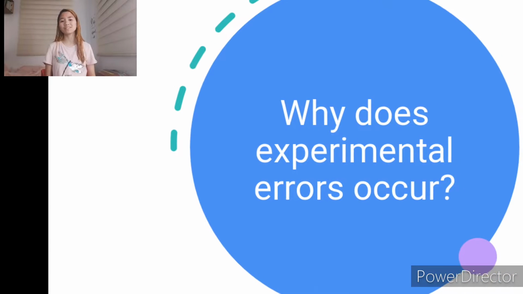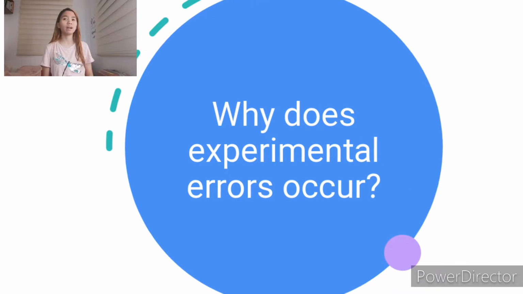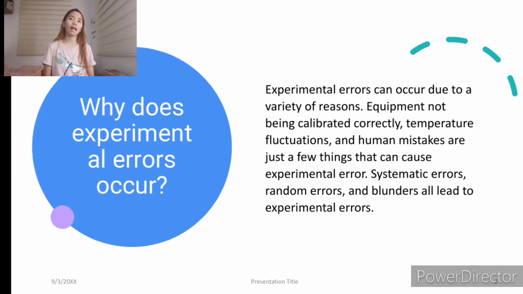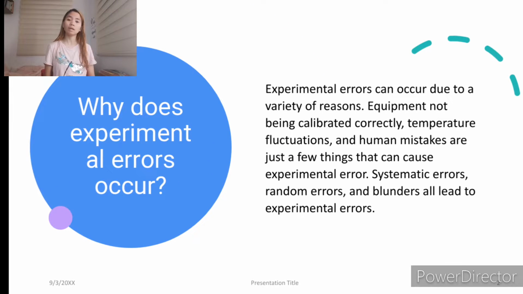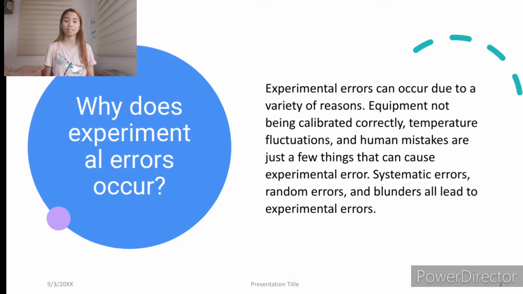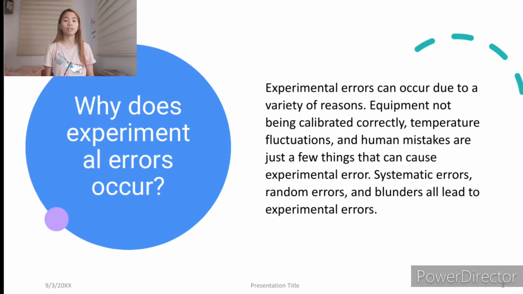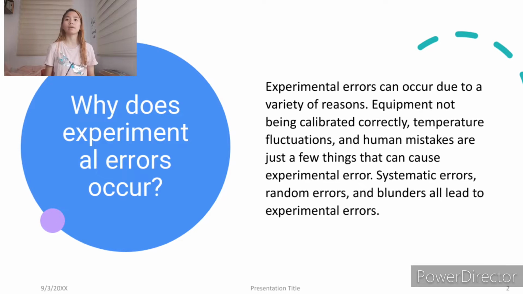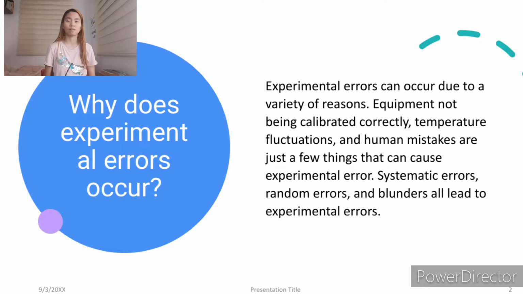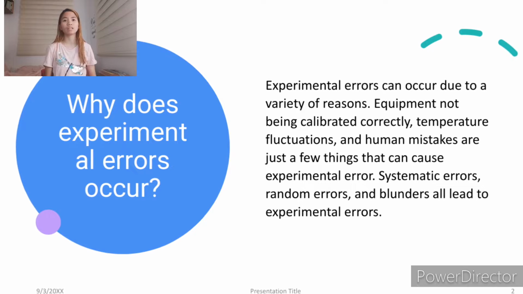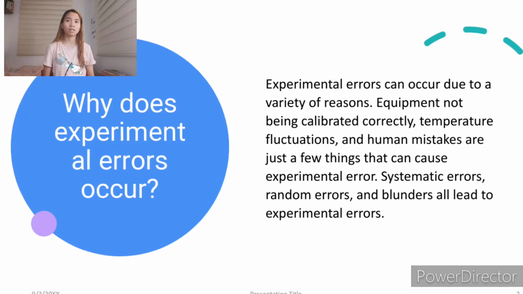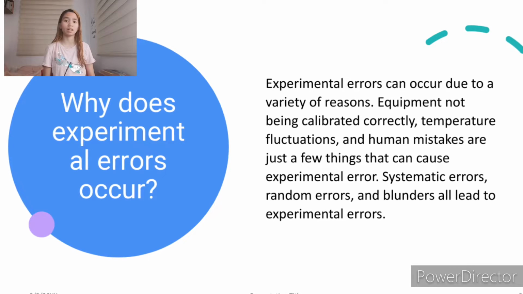So why does experimental error occur? Experimental errors can occur due to a variety of reasons, like equipment not being calibrated correctly. Calibration of equipment and laboratory glassware is very important. It prevents us from making inaccurate measurements and experimental error. Then temperature fluctuations and human mistakes are just a few things that can cause experimental error. Systematic errors, random errors, and blunders all lead to experimental errors.